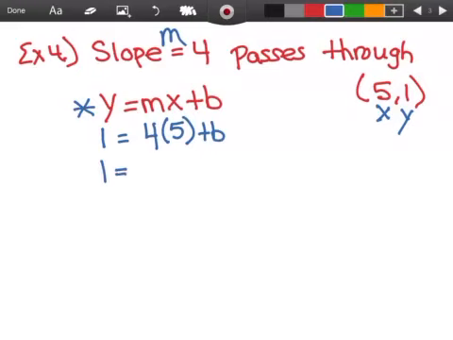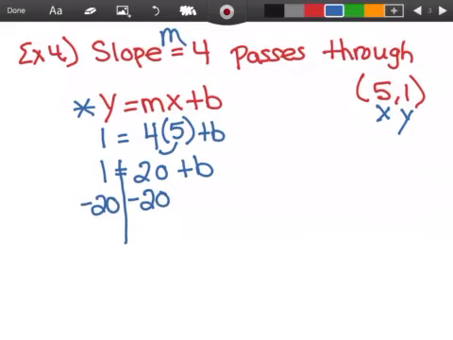So my 1 stays the same. 4 times 5 is 20. If you're unsure of that, just punch it in your calculator. Plus b. I need to get b by itself. So in order to get b by itself, I have to take the opposite of 20 to the other side of the equation. Opposite of 20 is -20. What I do to one side of the equation, I do to the other side. Good job. So this is going to cancel out. This is going to give me -19 over here equals b.